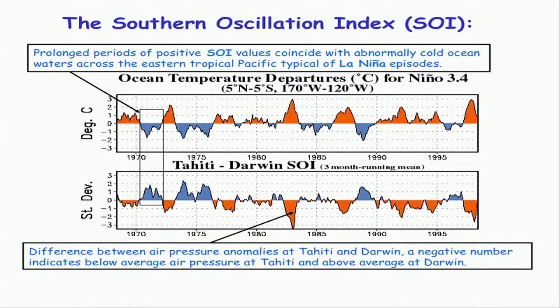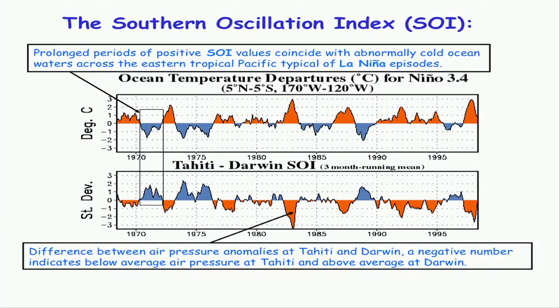So the top graph shows the ocean temperature departure based on a running mean compared to an average. So typically you use 3-month averages. And what you can see from about the late 1960s up to just before 2000, you can see the temperature departure between 5 degrees north and 5 degrees south over the region 170 and 120 degrees west. And of course, where we see prolonged periods of the SOI value, which is shown below, then we tend to get abnormally cold sea surface temperatures.